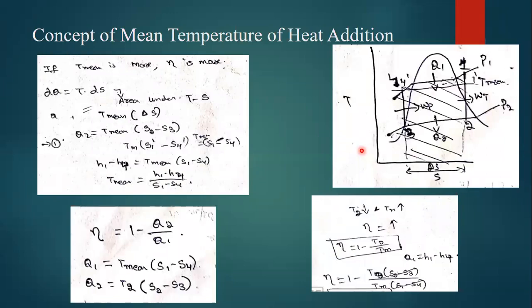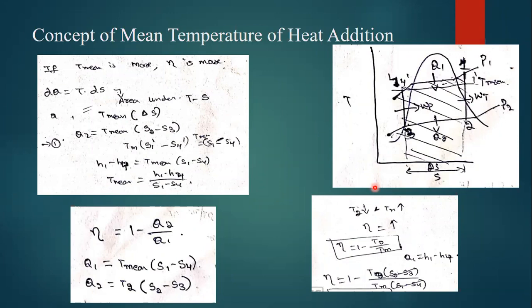If the average temperature is going to be high, then for the cycle whose mean temperature is high, the thermal efficiency is going to be high. That is an indication of higher efficiency. So how can we compare? In that way we are going to compare one cycle with another.